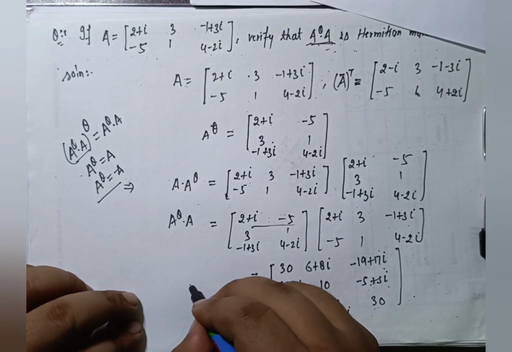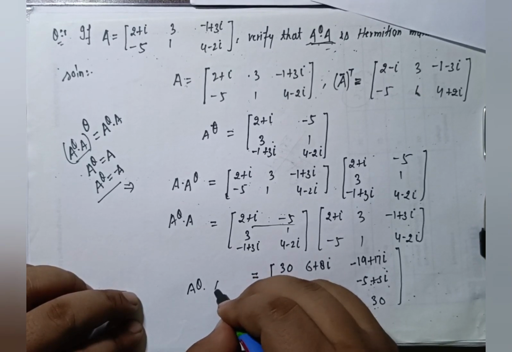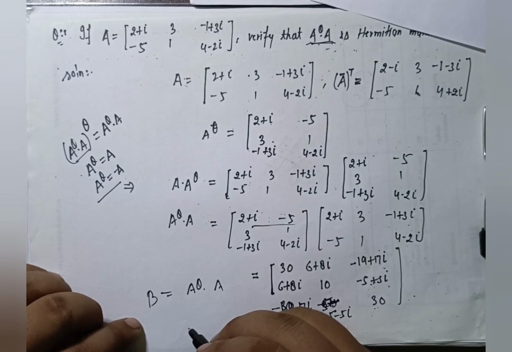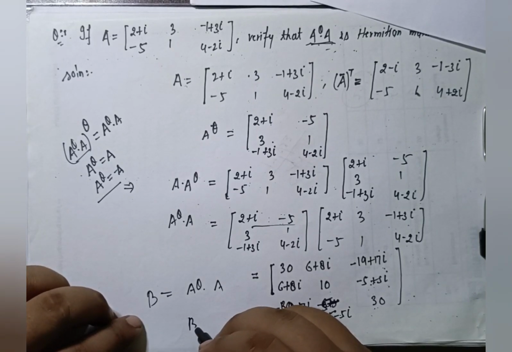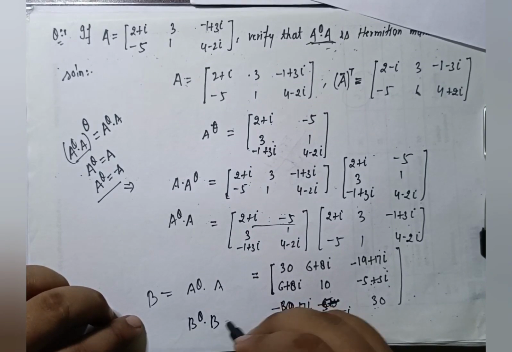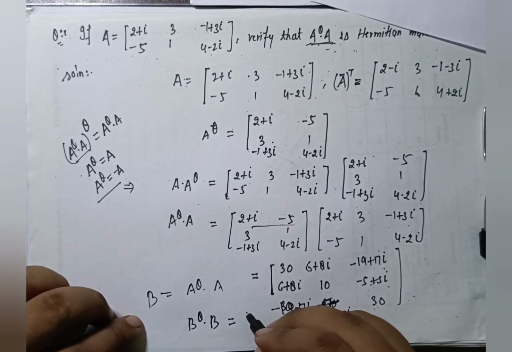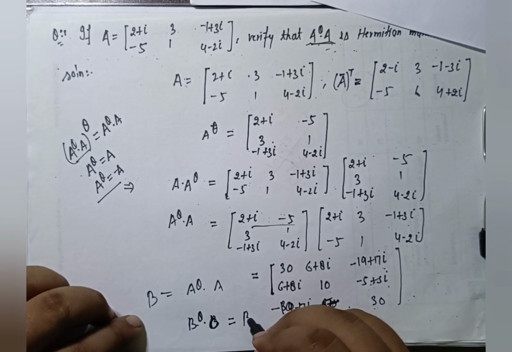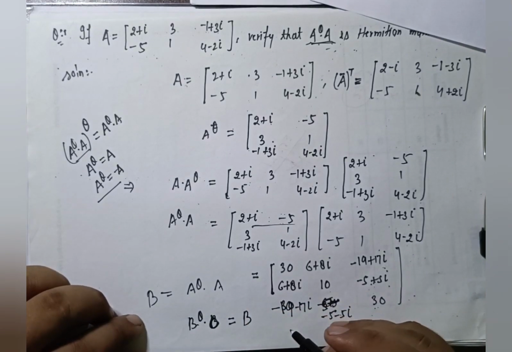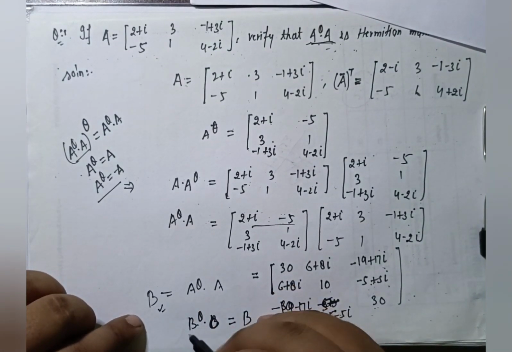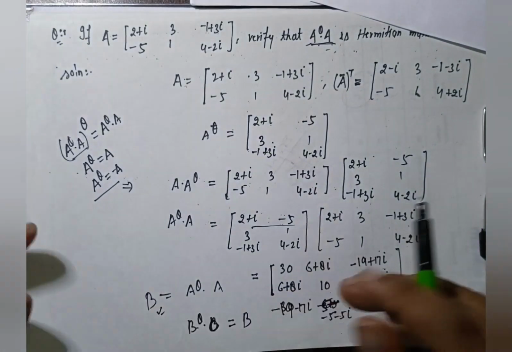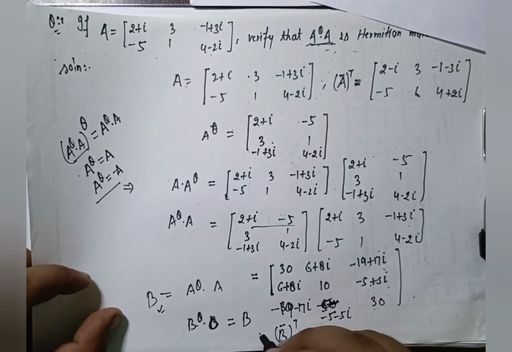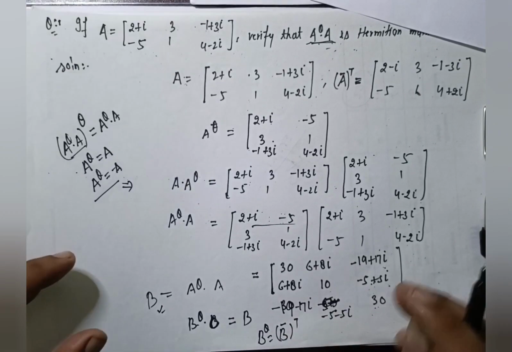Now guys, what we need to do here: consider it B. We need to prove B theta into B equals B. We need to prove B theta equals B to prove it Hermitian. So we have B. Now we need to find B theta. B theta means B conjugate transpose.